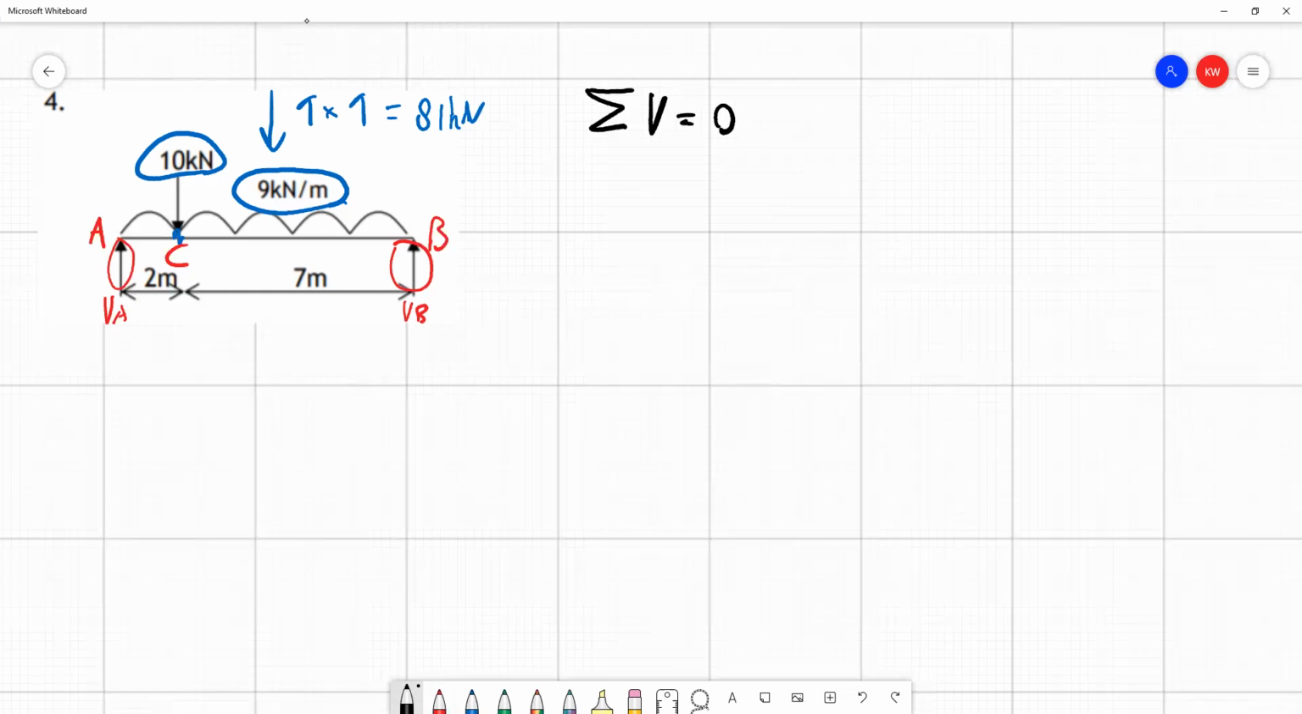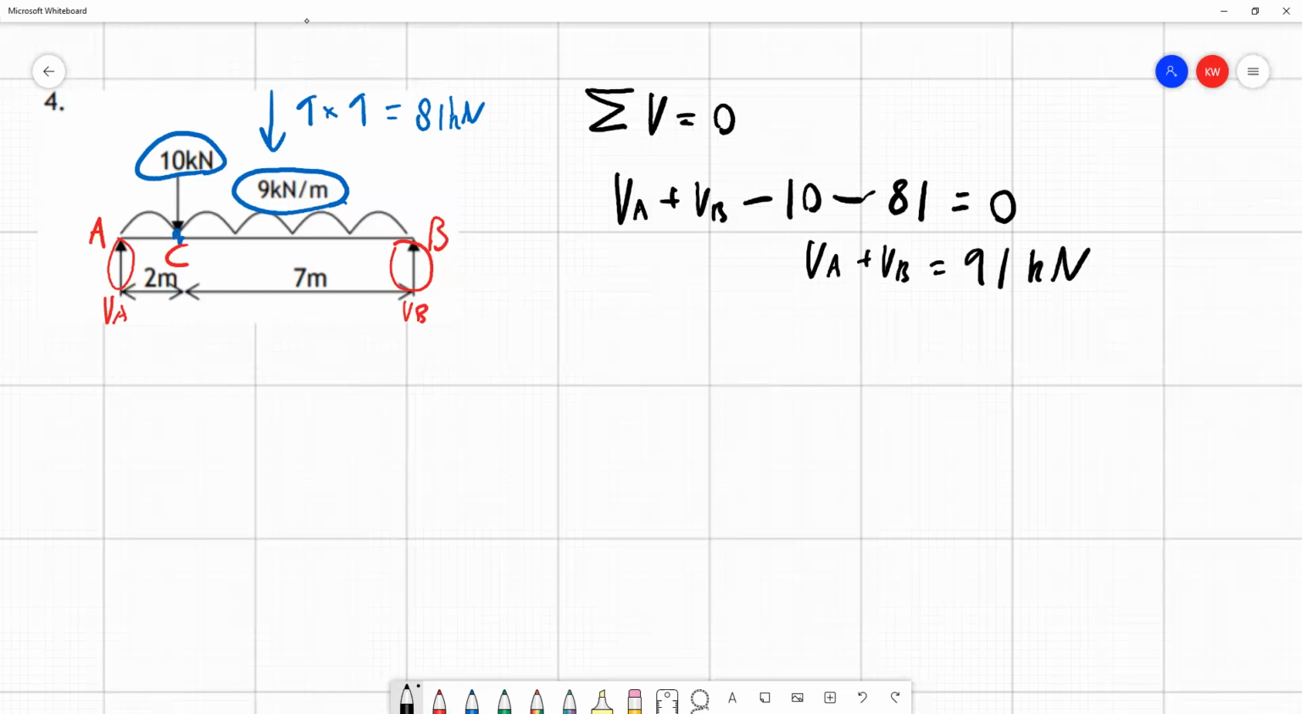Well, remember, if we take up as a positive direction, VA plus VB minus the 10 kilonewtons from the force being applied at point C, minus the 81 kilonewtons, this is the total force due to the UDL, is equal to 0. So our two upward forces must balance out our two downward forces. So that simplifies to VA plus VB is equal to 91 kilonewtons. Now, we don't have enough information from our vertical forces to say how big VA and VB are, but this equation we've determined here is going to be helpful to us shortly.